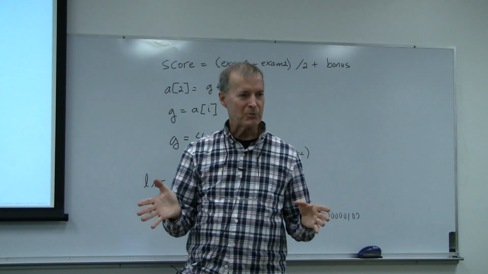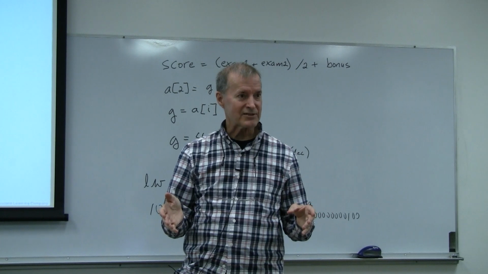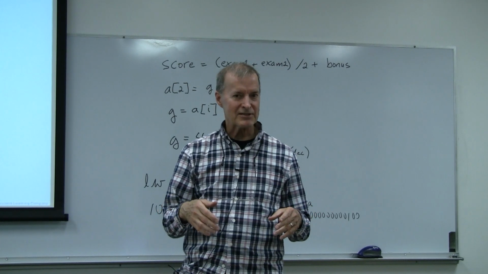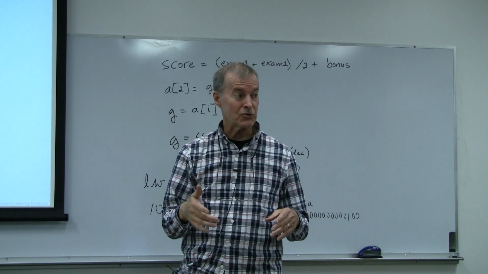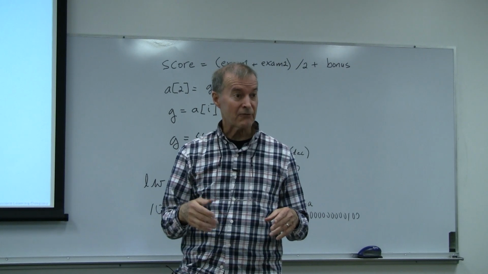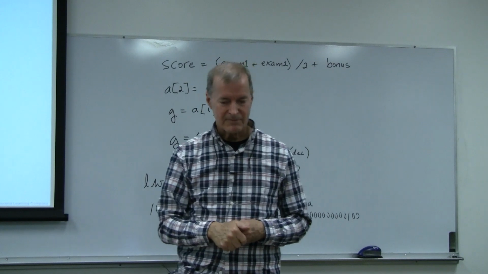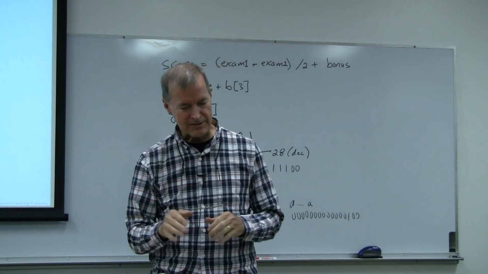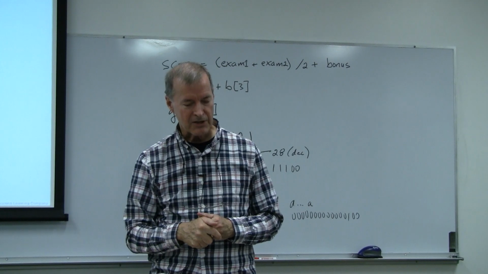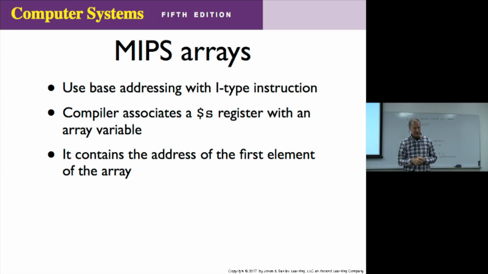In a 32-bit computer, integers are 4 bytes, so instead of multiplying the index by 2, you have to multiply the index by 4. So that's the setup for MIPS arrays. To access an element of a MIPS array, we use base addressing with an I-type instruction. The compiler associates a $S register with an array variable, and that's the address of the first element of the array. Now here's the thing.